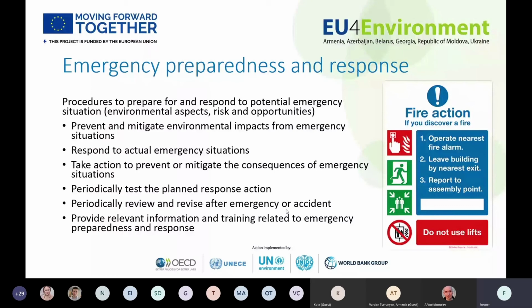These response actions need to be tested, and their effectiveness needs to be reviewed regularly. So the main focus, or the most widespread application of emergency preparedness, is action on fires. And you see a brief information leaflet on the right-hand side of this slide, which might be used in a company, with first response measures in case of a fire.